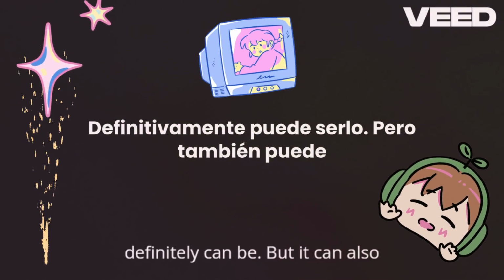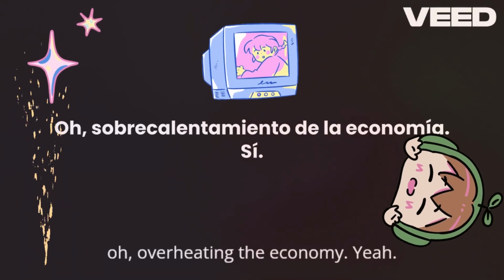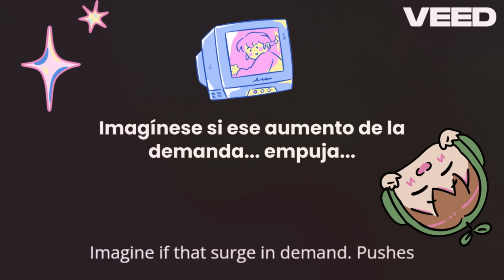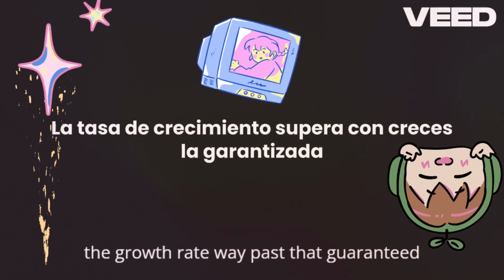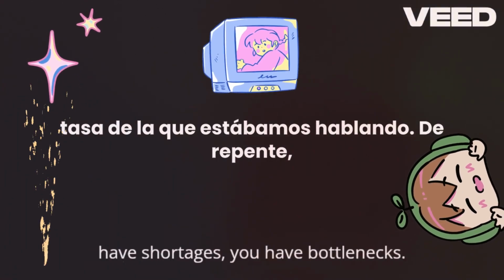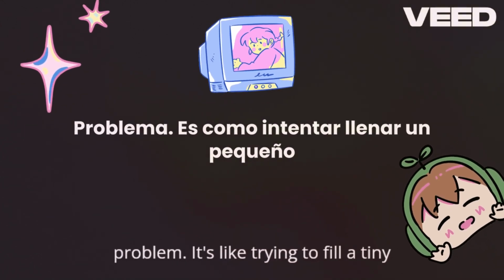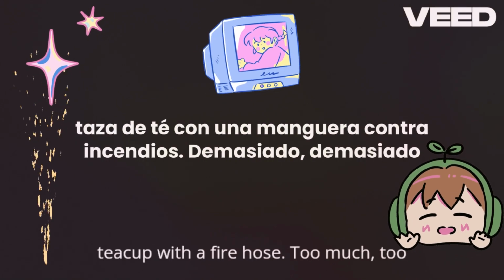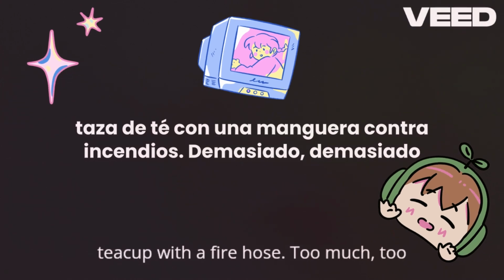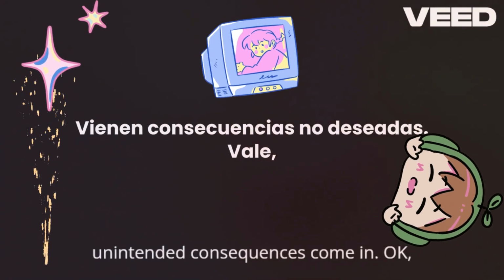But it can also lead to something we call overheating. Uh-oh. Overheating the economy. Imagine if that surge in demand pushes the growth rate way past that guaranteed rate we were talking about. Suddenly you have shortages, you have bottlenecks, inflation starts to become a real problem. It's like trying to fill a tiny teacup with a fire hose. Too much, too fast? That's a great way to put it. And that's where those unintended consequences come in.